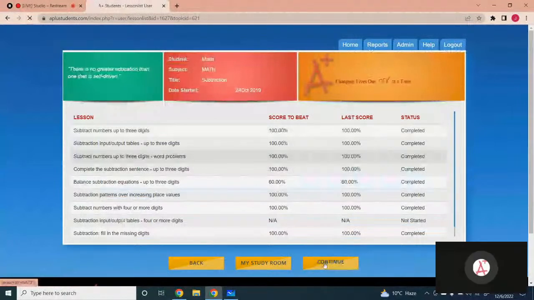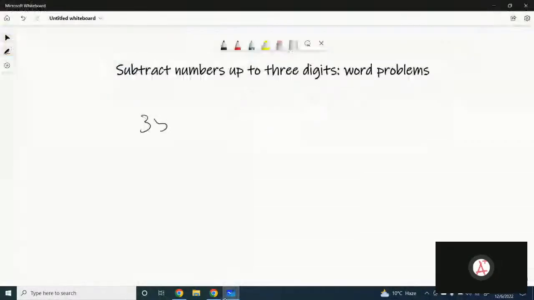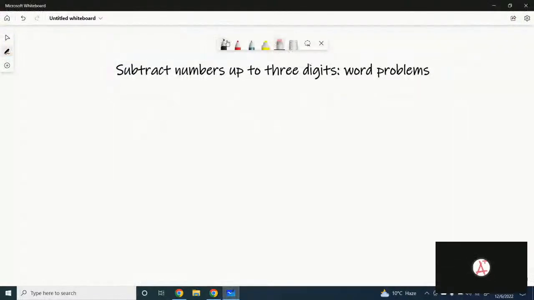Please listen to me carefully. Ron wrote a total of 334 songs in his career. Out of these, 77 songs were popular. How many songs did Ron write that were not popular? Got it? So the total songs were 334 and just 77 were popular. You have to find the ones that were not popular. So you have to subtract 77 from 334. Got it? So 334 subtract 77.